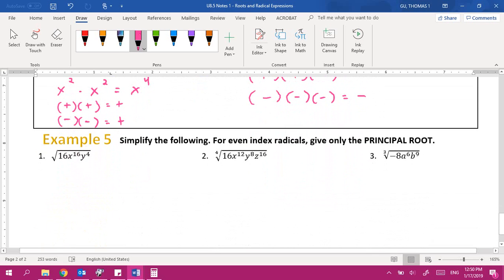Example number 5. Simplify the following. For even index radicals, which of these numbers have even indexes? The first two, because the first one is 2, the second one is 4. So for even index radicals, give only the principal root, which means positive. Good. All right, so number 1, what is the principal root of this?